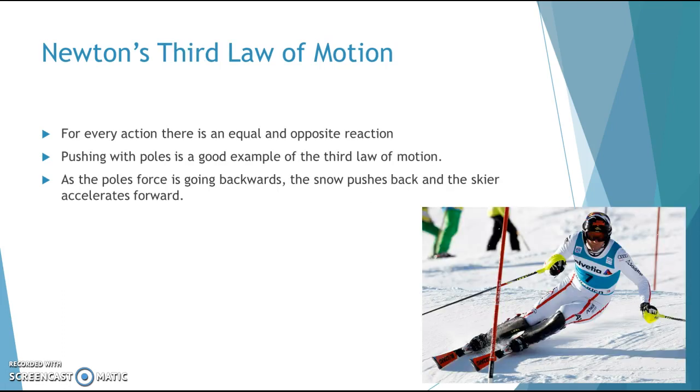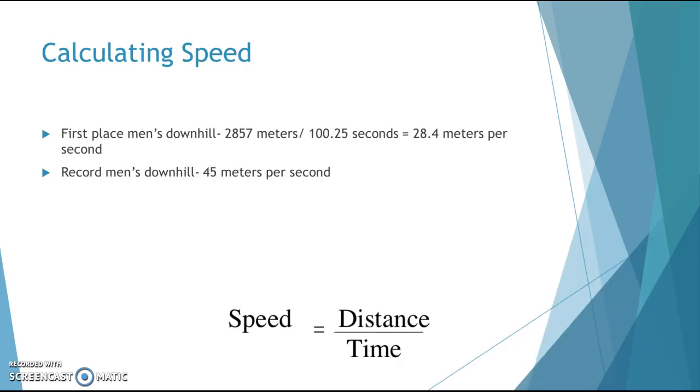Newton's third law of motion states that for every action there is an equal and opposite reaction. Pushing with poles is a good example of the third law of motion. As the pole's force is going backwards, the snow pushes back and the skier accelerates forwards.